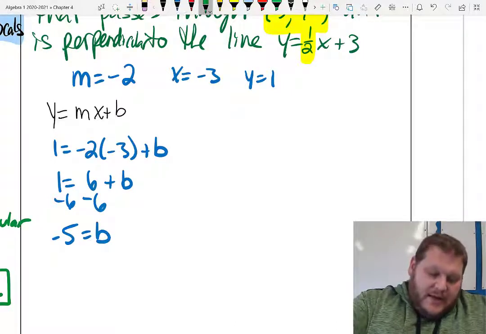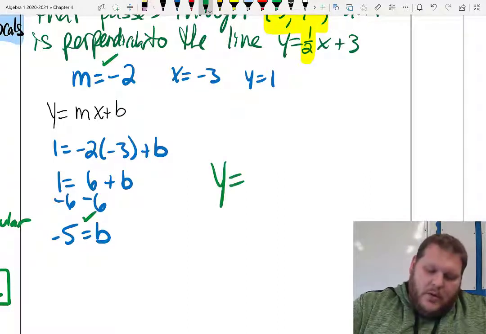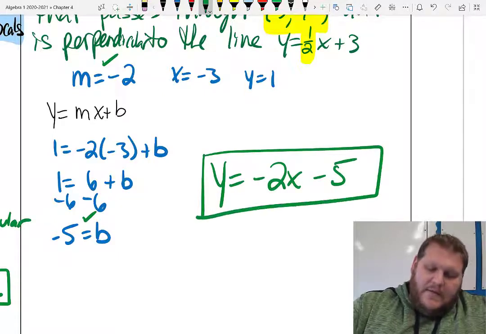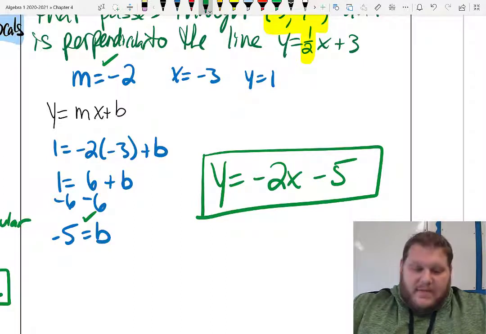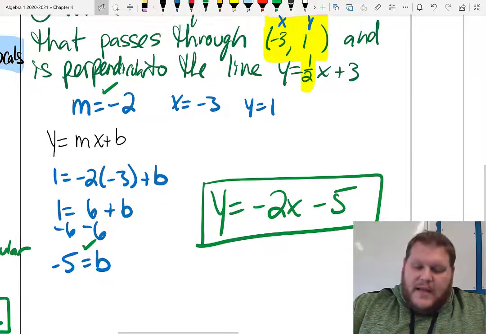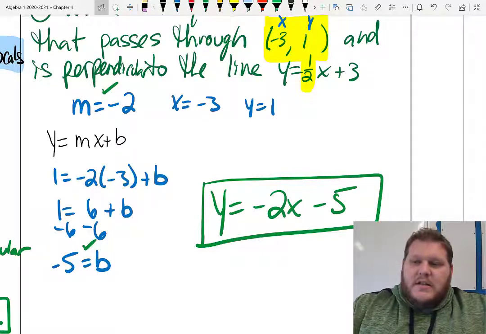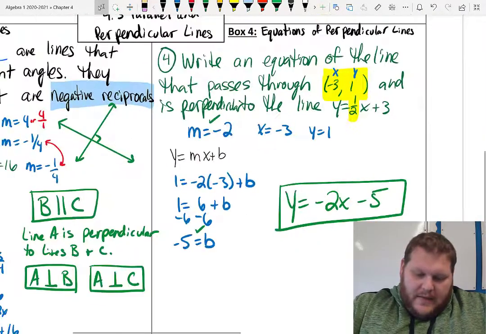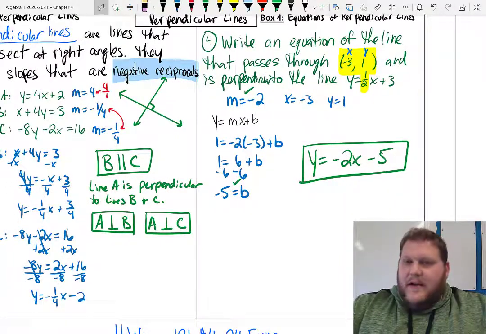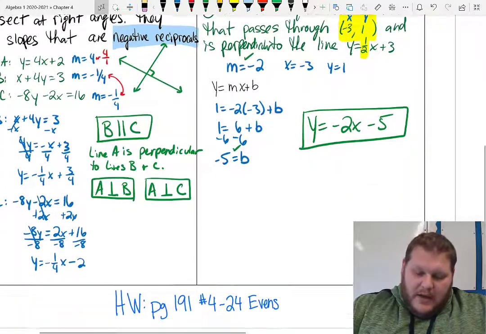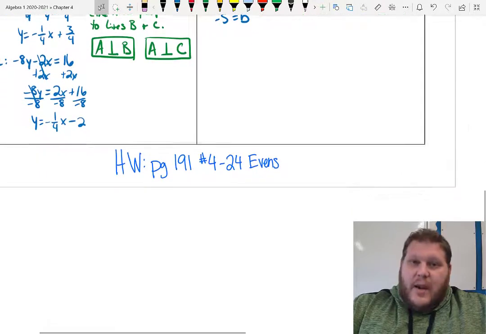Once I know that, I have my slope, I have my b, I can write my equation. Y equals -2x minus 5. And that is my equation that goes through the point -3, 1 and is perpendicular to y equals 1/2 x plus 3. And that is it. That does it for 4.3. That does it for what we will cover in Chapter 4.